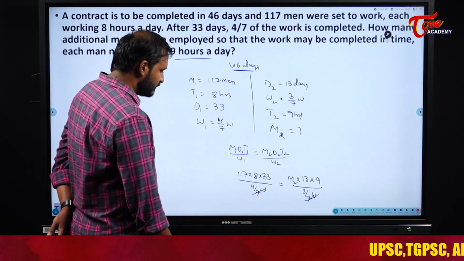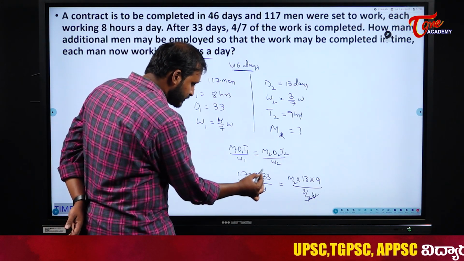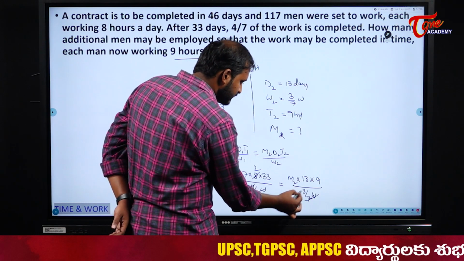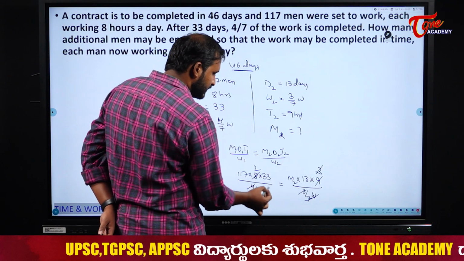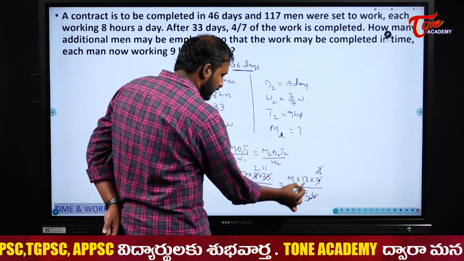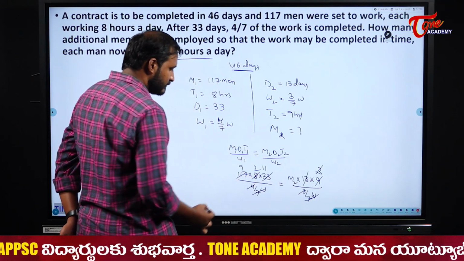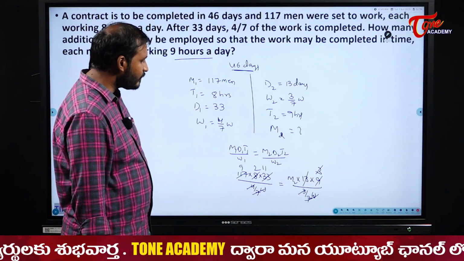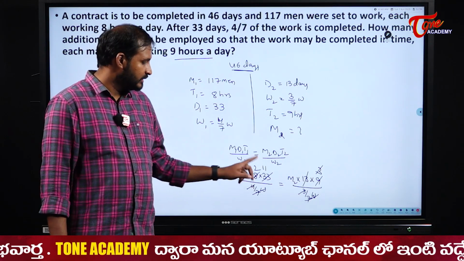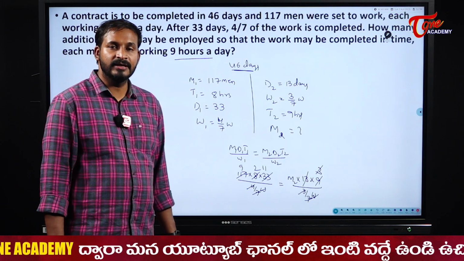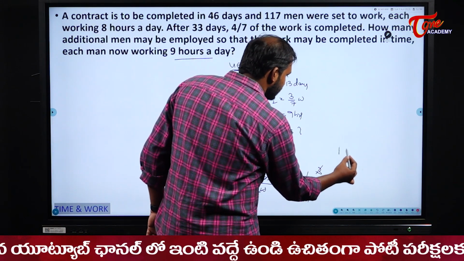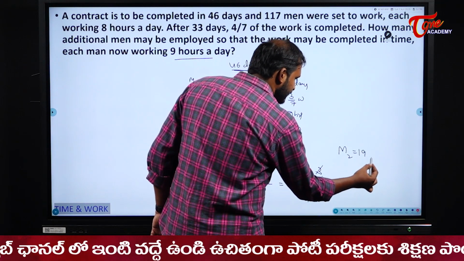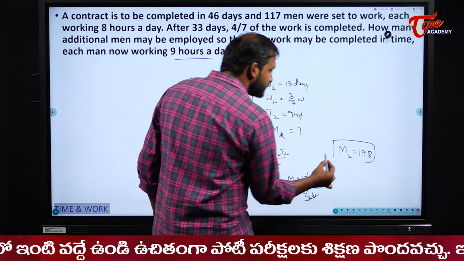Next, 4 ones, 4 twos, 3 ones, 3 threes. Next, 3 ones are 3, 11s are, 13 ones are 13, 9s are. So now 9 twos are 18, 18 into 11, what it becomes? 18 11s are 198. So M2 is 198, but this is not our answer.